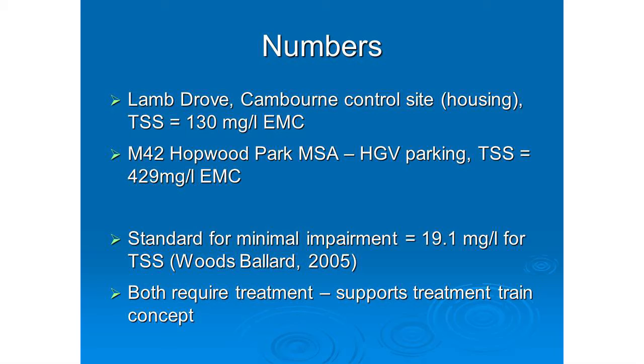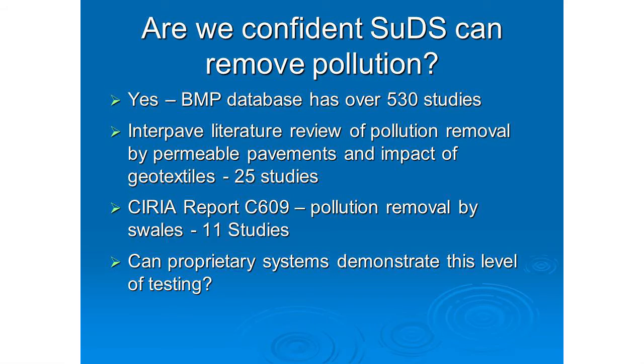But really, if we start looking at those runoffs from those impermeable areas, the standard for minimum impairment is 19.1 milligrams per litre. So the stuff that's running off these urban surfaces is above what we want in the watercourses. So that's why we're looking at water quality treatment in sustainable drainage systems. And what this is driving us towards, it's driving us towards a treatment train concept. So are we confident that SuDS can remove pollution?